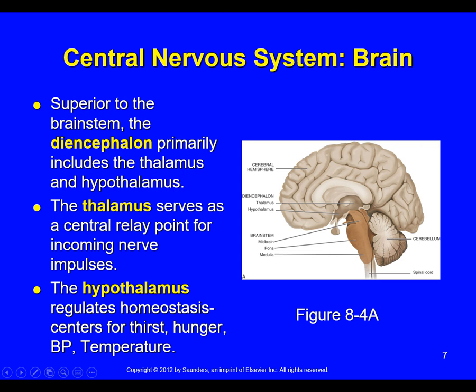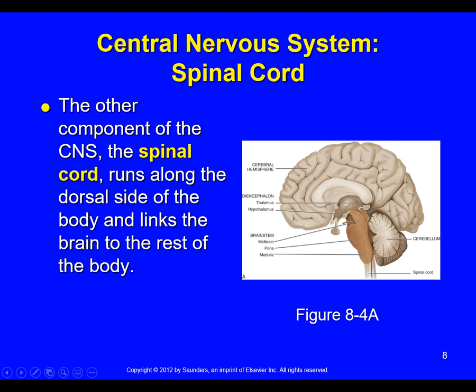Superior to the brainstem is the diencephalon, which includes the thalamus and hypothalamus. Thalamus as the central relay point for incoming nerve impulses, and the hypothalamus, which regulates homeostasis, the centers for thirst, hunger, blood pressure, and temperature. And then the spinal cord linking the brain to the rest of the body.